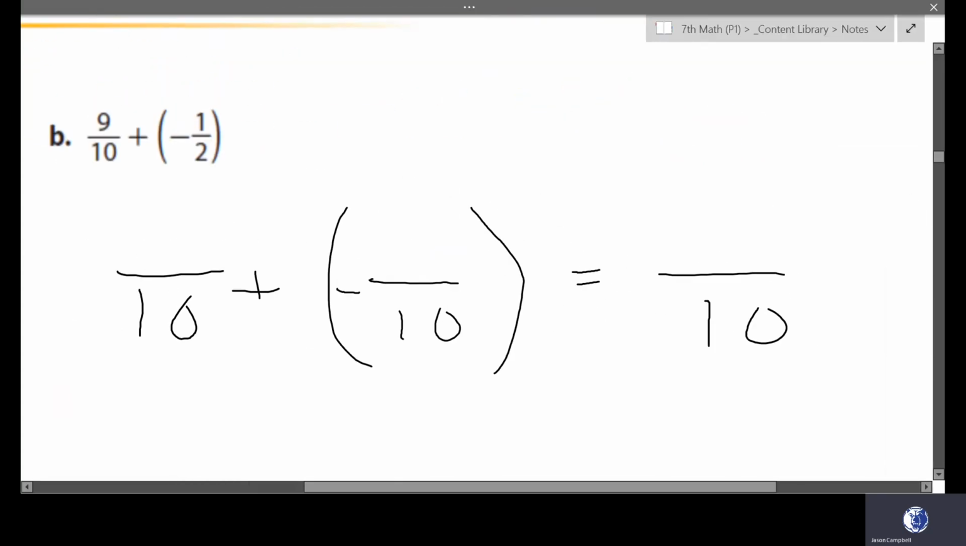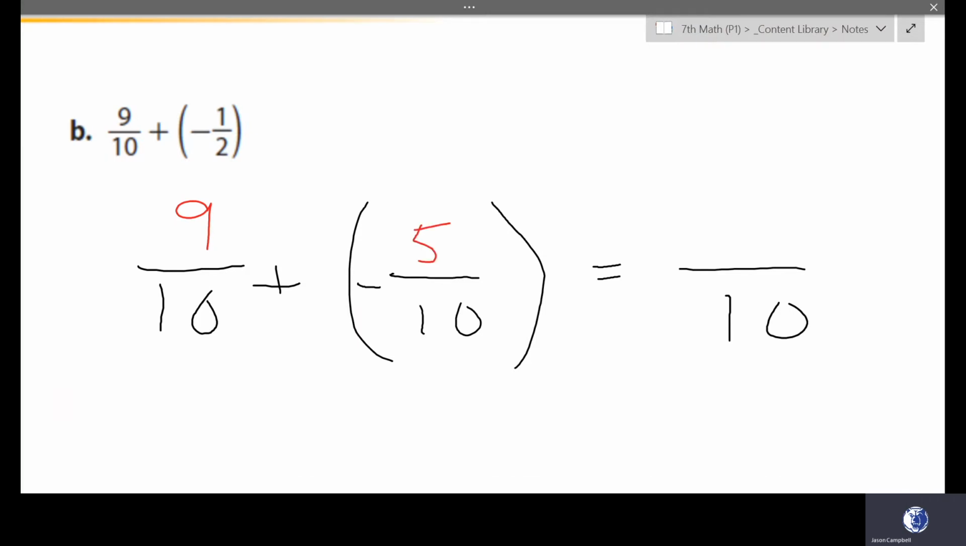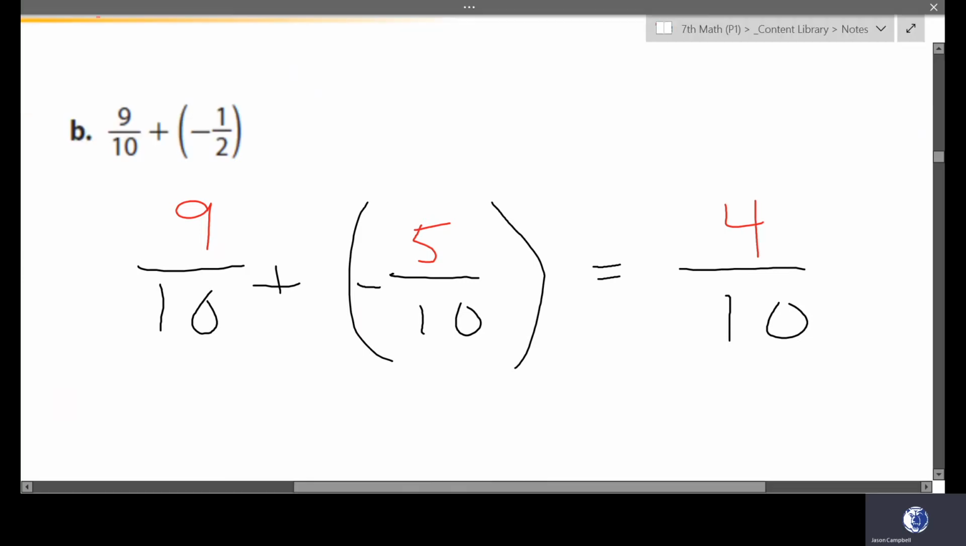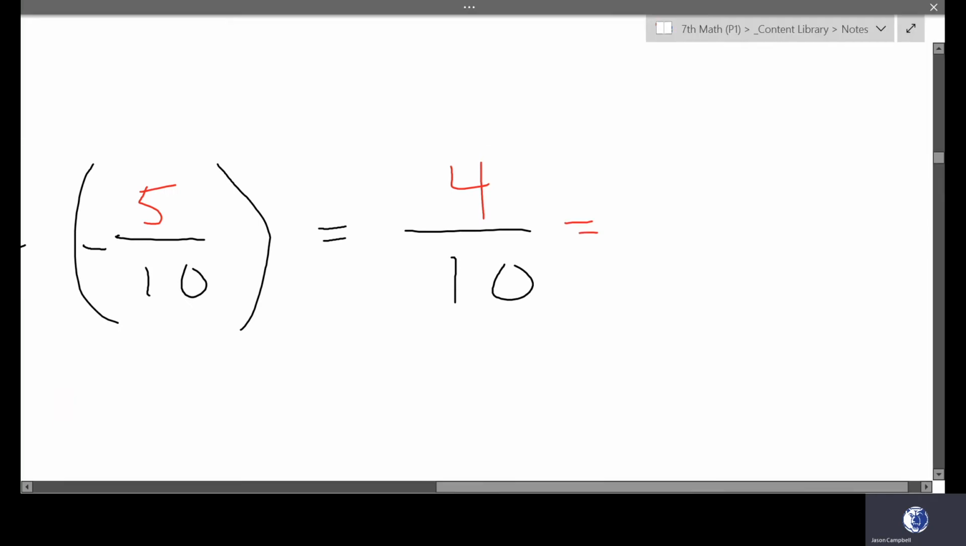Got it B. The least common denominator is 10. So the 9 over 10 can stay the same. Negative 1/2 turns into negative 5 over 10. And 9 add negative 5, so we're taking away, is going to be 4 over 10. 4 over 10 can be simplified to 2 over 5.